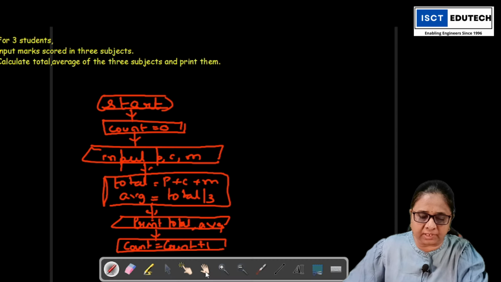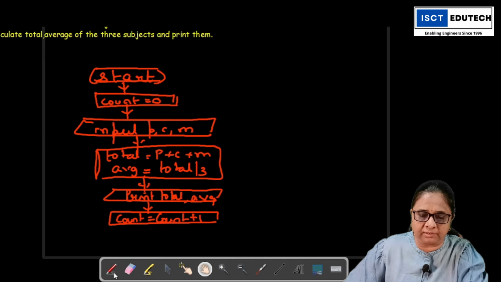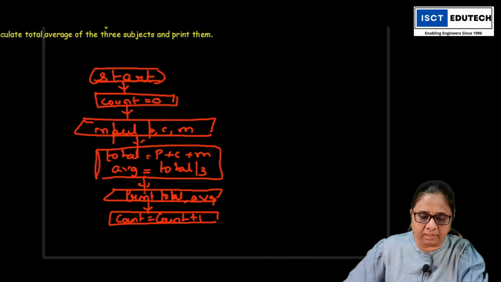For how many students should I do this? I should do it for 3 students. So now I will add a while condition. Check for how many students I have to do it and how many I have finished. So while count is less than 3.